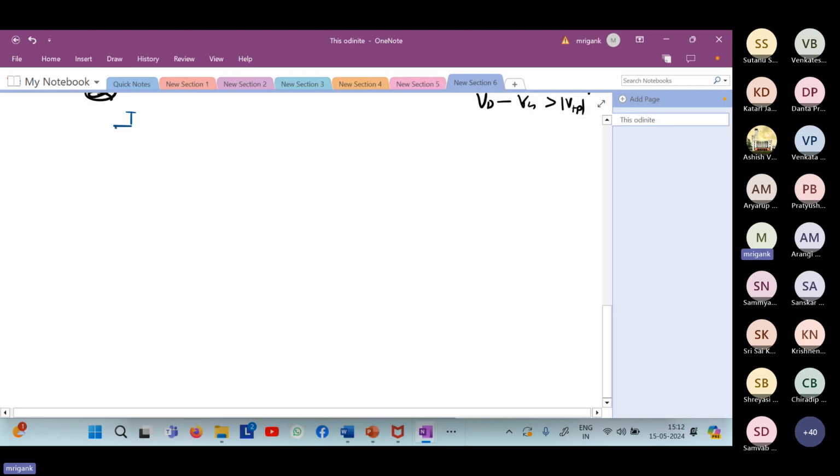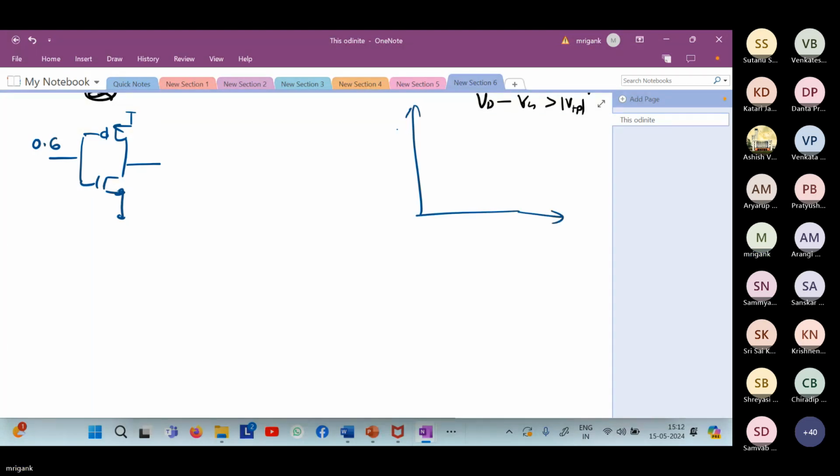Just for clarity, I'm drawing it afresh. For the central region, I'm assuming that this is close to VDD by 2. This is assuming that in the VT transfer characteristics, you are getting it close to, now it's not necessary that it will be exactly VDD by 2, but assume that this point is something close to VDD by 2. This is also close to VDD by 2. So this is 0.6, 0.6, 1.2 volt, 0 volt. You are clamping the input close to VDD by 2.